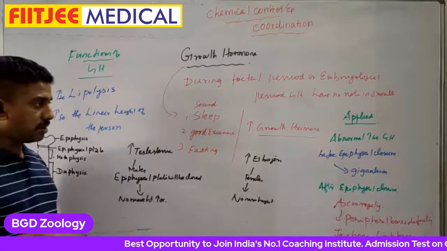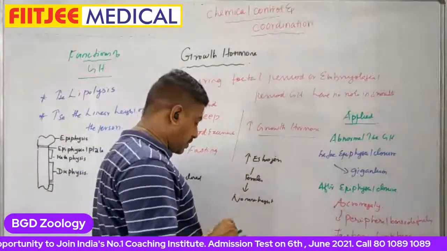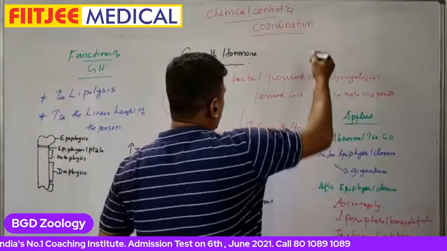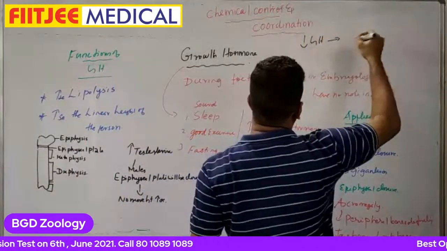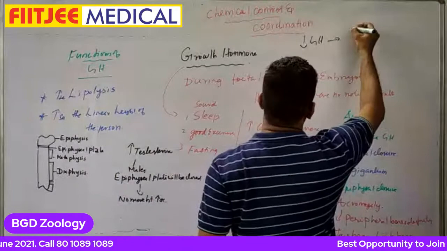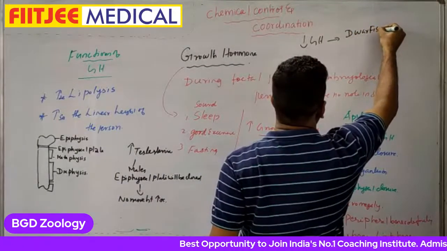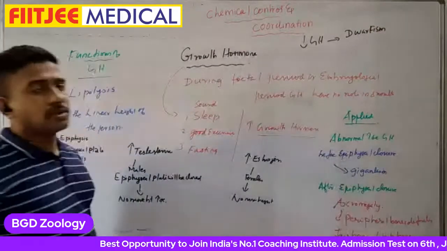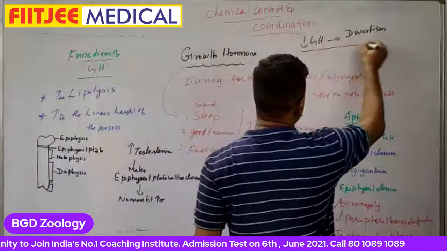Now, we have discussed the applied physiology if the growth hormone increases. But if the growth hormone decreases, that will lead to another condition. That time it's called dwarfism. So the growth hormone decrease condition is called dwarfism.